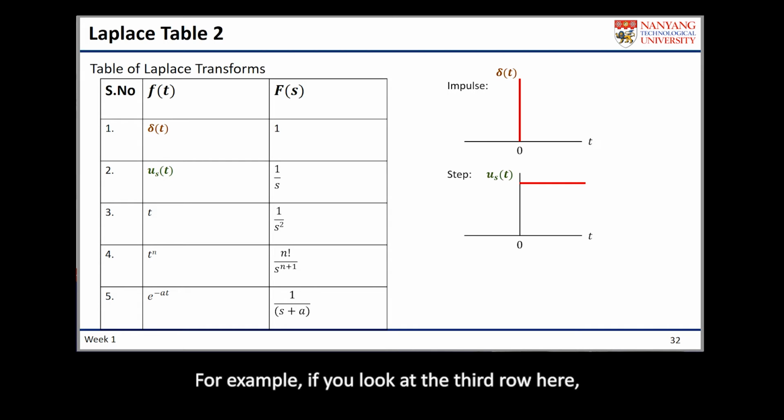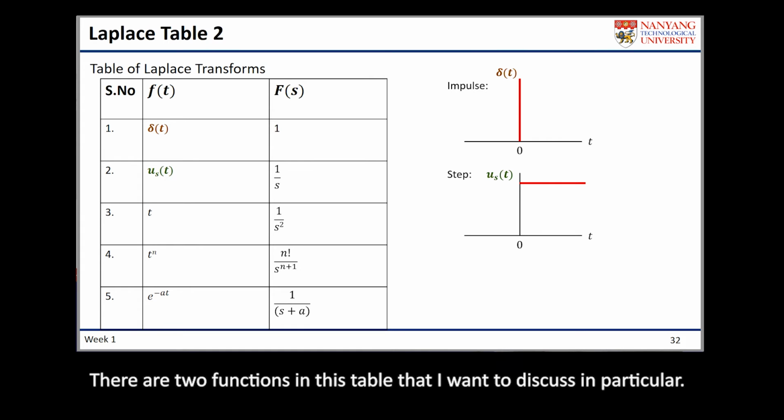For example, if you look at the third row here, function of time f(t) equal to t, which is linear to time. If we have a function of t in Laplace domain, it will look like this. In Laplace domain, function of t equal to t will be equal to 1 over s squared. There are 2 functions in this table that I want to discuss in particular.